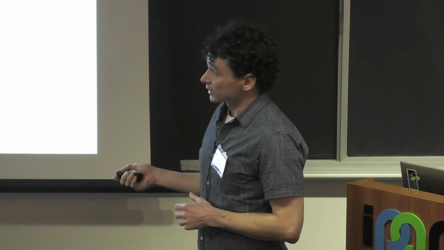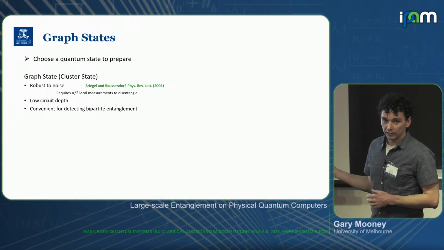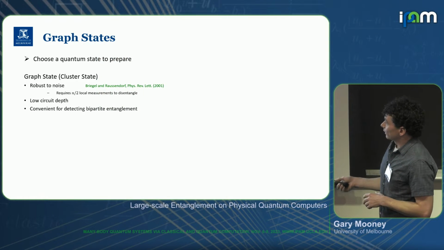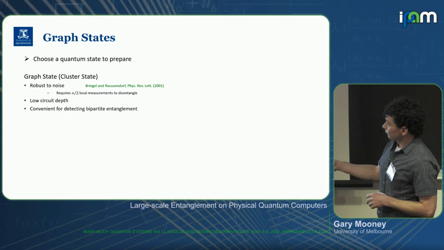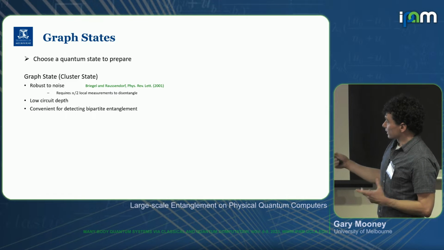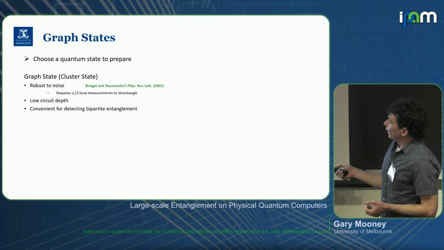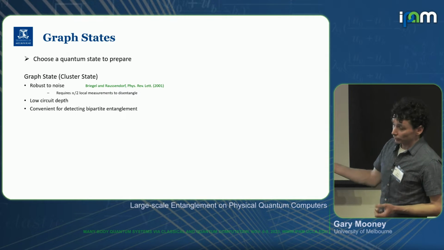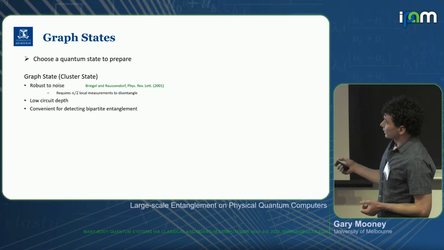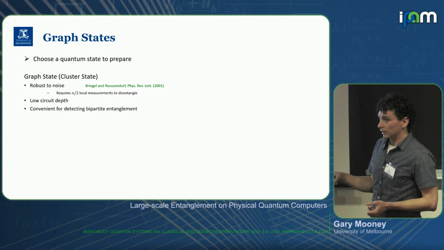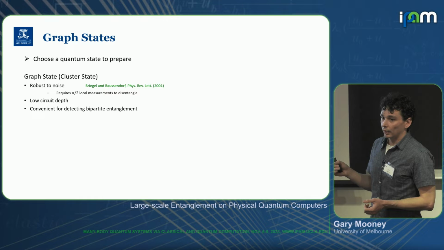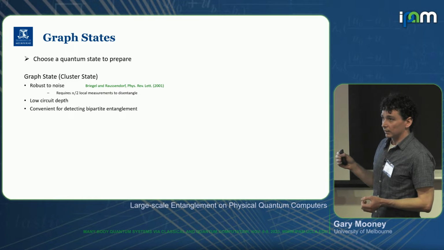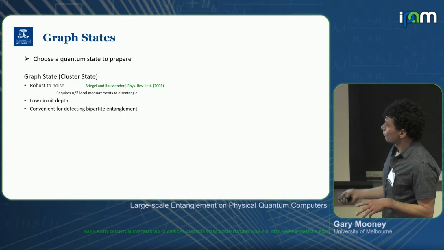For bipartite entanglement, we're going to be using a graph state, a pair of graph states. It's essentially like a cluster state, but the reason we're using it is, first of all, that it's robust to noise, because if we measure one of the qubits and we know that measurement value, it doesn't disentangle the rest of the state.